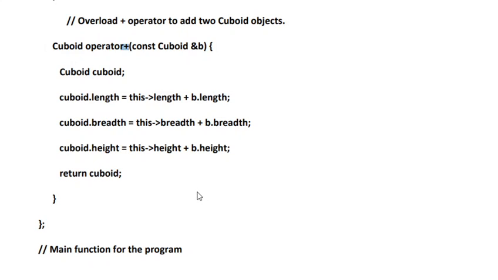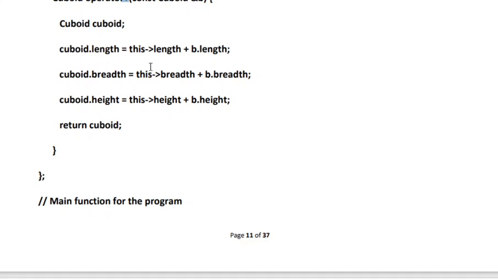So here I have defined a function where I have overloaded the plus operator to add two cuboid objects, which takes in a reference and returns an object of type cuboid. The cuboid's length will be the sum of the two lengths, breadth will be the sum of the two breadths, and height will be the sum of the two heights. And eventually I'm returning the cuboid object.